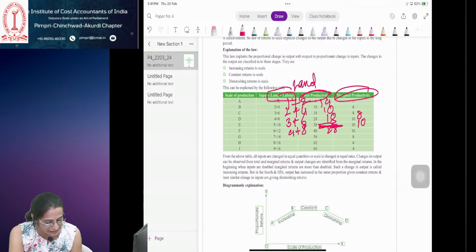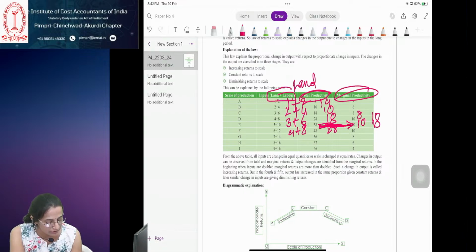So at this stage, the marginal productivity is constant, right? 10, 10. The increase is constant. The increase is not greater than the preceding increase, right? The preceding increase was 10. The next increase in the productivity is also 10. So the increase is constant.